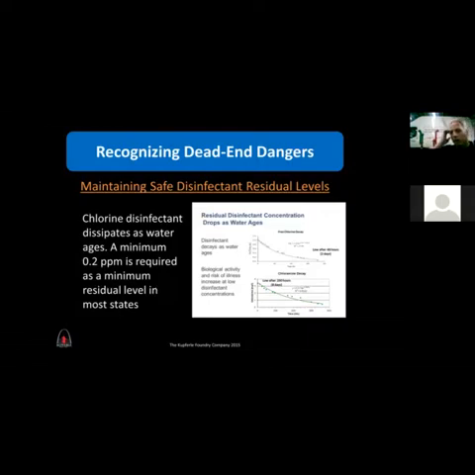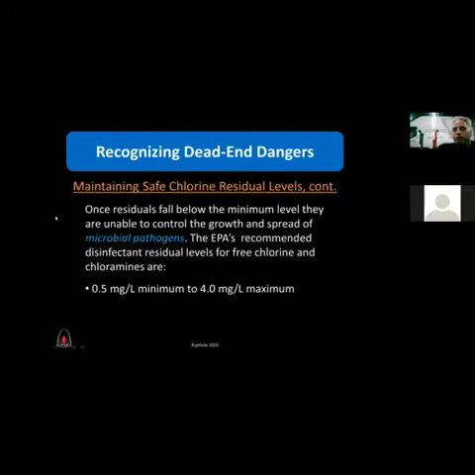If it's more than a week old, that's usually when you start seeing residuals dropping down to close to 0.2 ppm or less, sometimes even down to 0, depending on where that dead end is located in your distribution system. Most states require a 0.2 ppm disinfection residual level. It's done at the state level. Some are higher, but most are usually at a 0.2 minimum. The same with Canada, it's a 0.2 minimum ppm for the residuals.